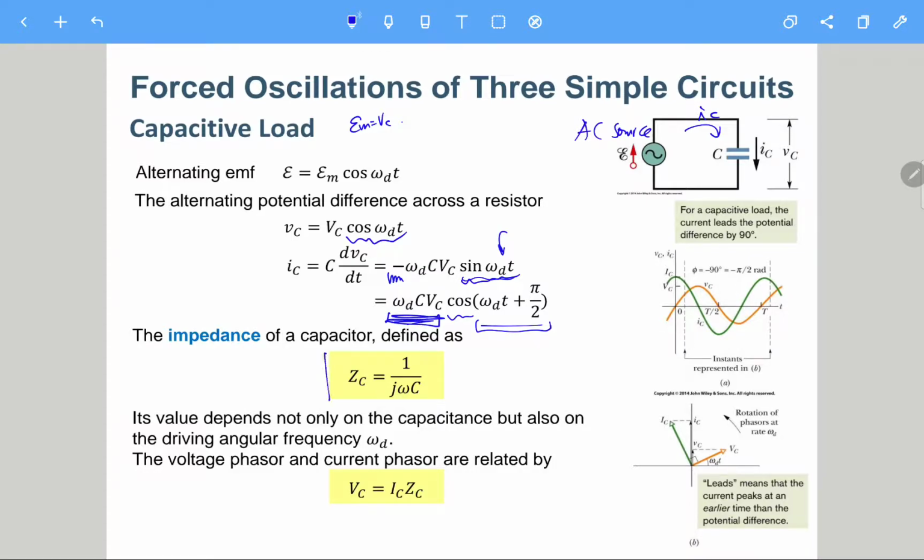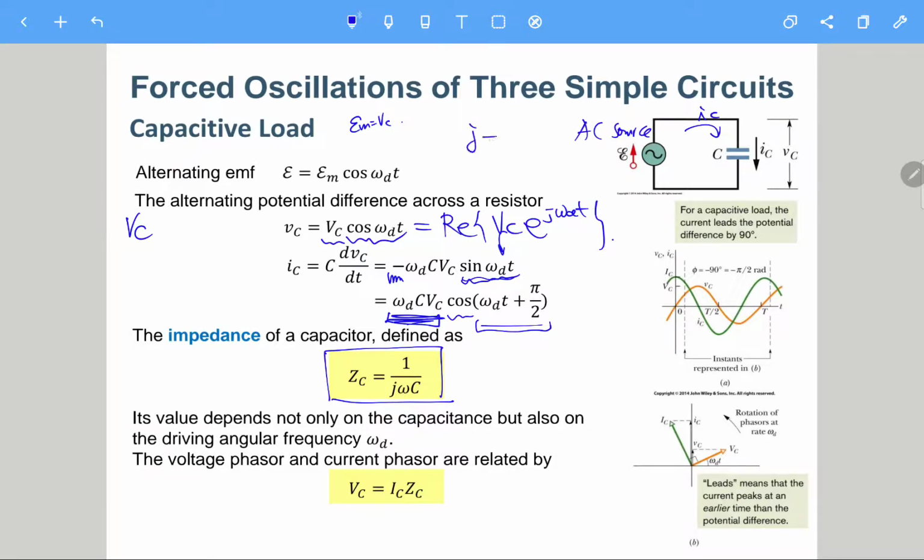So here we will define the impedance of the capacitor to be 1 over omega c, because we hope to have this be VC, which is the phasor of the voltage, and this is actually the phasor of the current, which is something like the real part of Vc exponential to j omega dt.